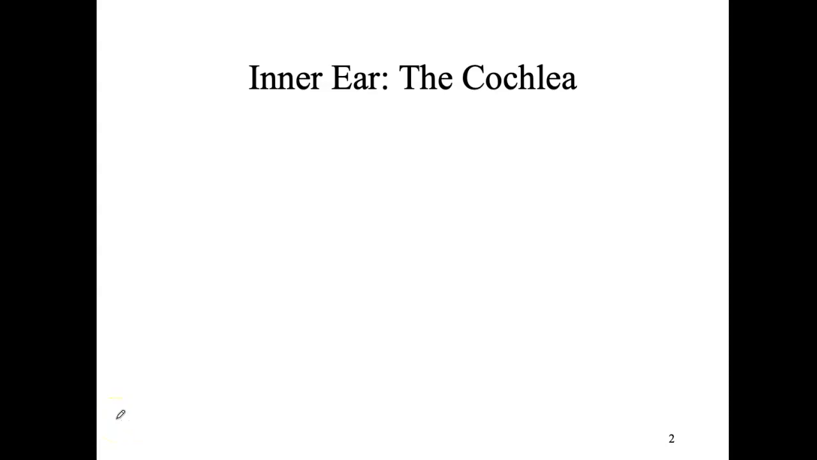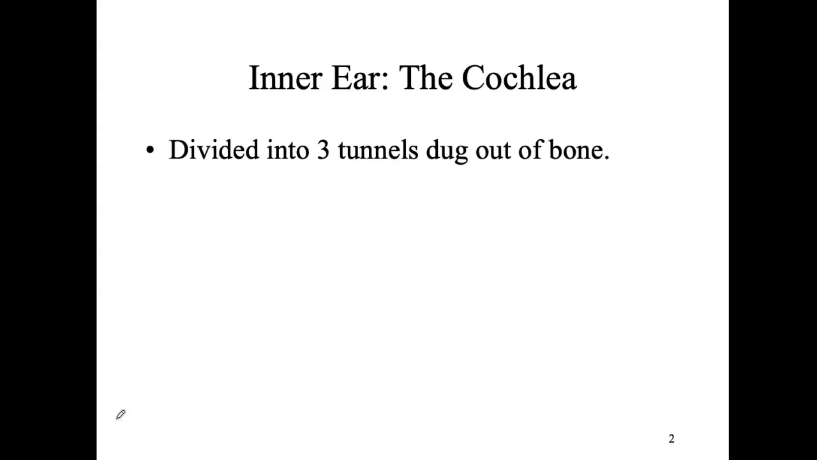Welcome Bio4, and welcome to the cochlea, which is the region of the inner ear. So let's look at that. This is actually the section of the ear that hears, less so about equilibrium and acceleration, and hearing. So let's look at what it's made up of.